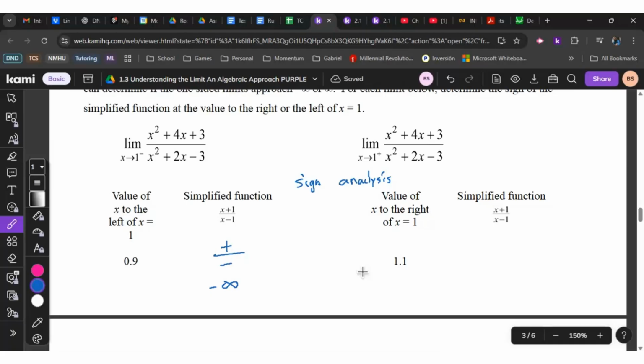So now I'm going to put something to the right. 1.1. 1.1 plus 1, that's positive. 1.1 minus 1, that's also positive. What's a positive divided by a positive? So this is going to go to positive infinity. Yep. I mean, arguably, yes. The problem is what happens if that whole number in a piecewise function puts you into a different function. So it's better to pick something just one decimal off.